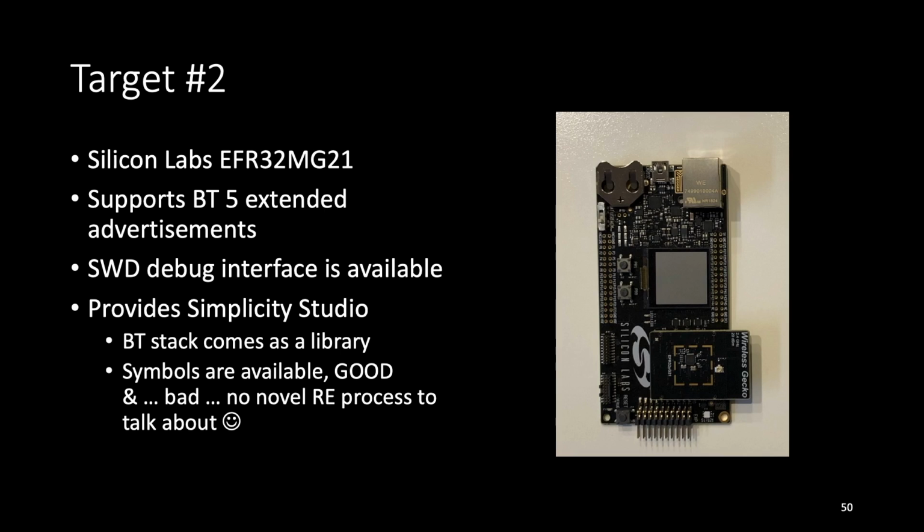Now let's look at the next target. The next target is the Silicon Labs EFR32MG21 chip. I picked this chip because it supports Bluetooth 5 extended advertisement. And this development board also supports hardware debugging. Silicon Labs provides an SDK, and this SDK comes with a Bluetooth stack in library format. And luckily, this library has some symbols.